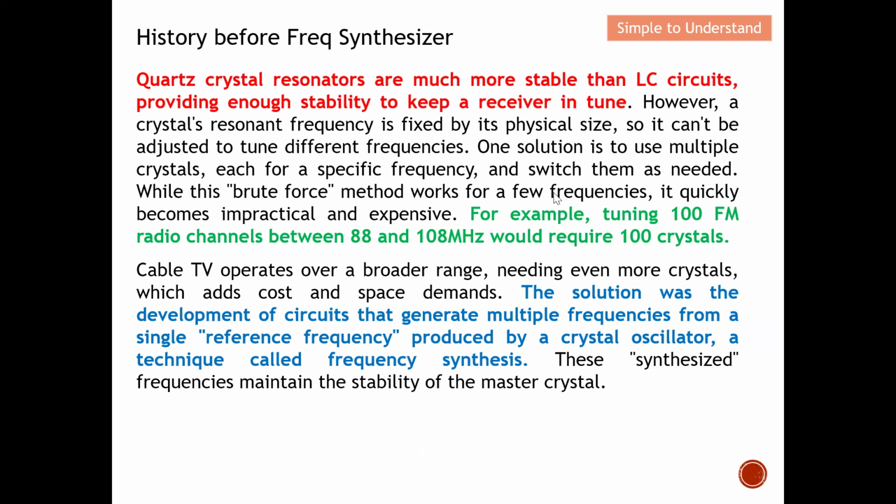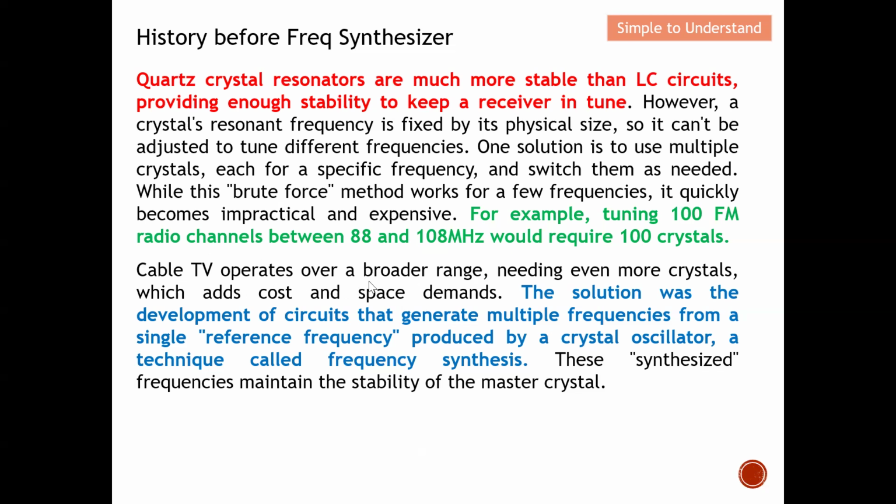Just to give a very simple example for FM. Say you need to tune across the FM broadcast band, where we have 100 radio channels between 88 and 108 megahertz. Then we need 100 crystals. Imagine how bulky the FM receiver will be. And can you imagine how expensive the FM receiver will be with 100 crystals? So hence, this is undesired.